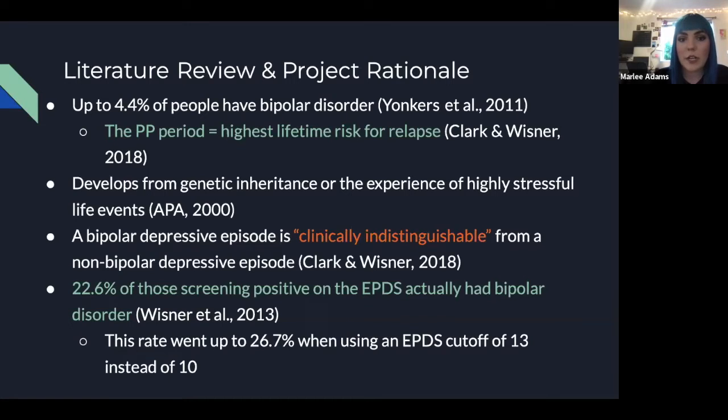The postpartum period is the highest lifetime risk for having an episode or a relapse. So that's really important for midwives to note, is that's when our bipolar clients are at the highest risk, and we really need to be paying attention to them, as well as just screening people who are showing symptoms of depression at that point. So it does develop from genetics or experiencing highly stressful life events like sexual assault, for example. So it's not something that we can prevent as much as we can treat and prevent further episodes by providing treatment.